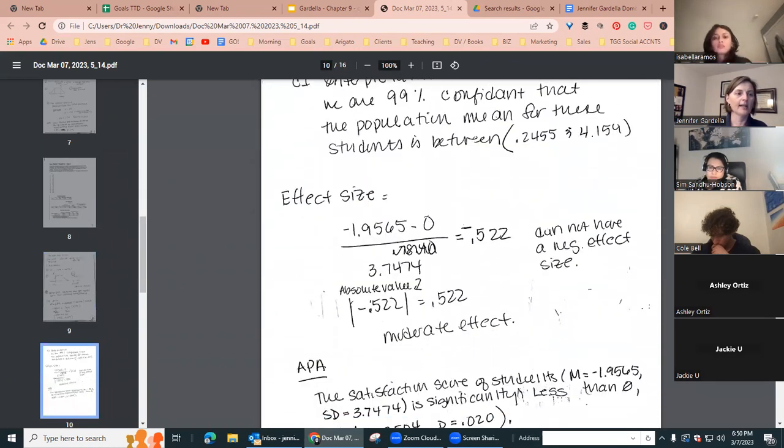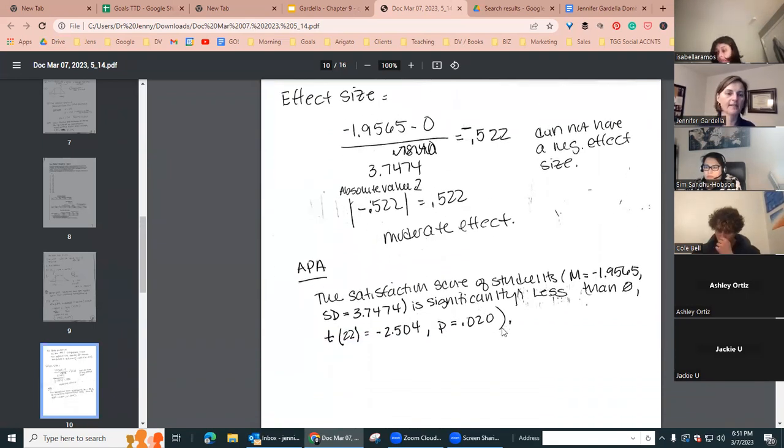But now we get an effect size that is negative. You can't have a negative effect size. Effect size doesn't work that way. So we take, does everyone remember absolute value? Absolute value essentially says you get rid of any of the negative, and your effect size is now 0.522. This is a moderate effect. So you cannot report a negative effect size.